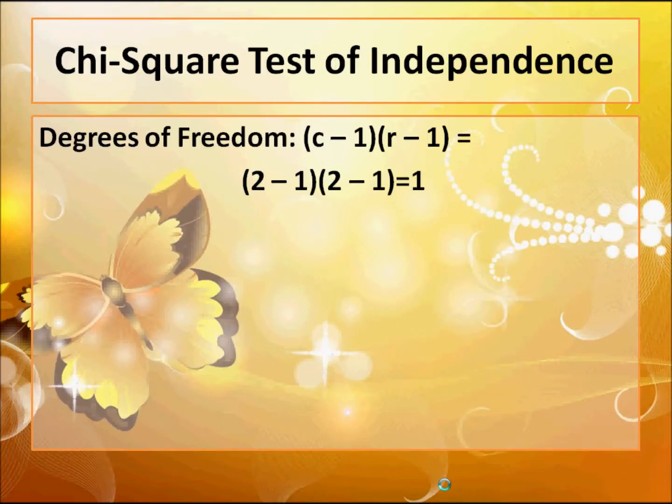Degrees of freedom. This is how you calculate the degrees of freedom. You take the number of columns, which we had 2, and the number of rows, which there were 2. You subtract 1 from each and then multiply. Notice on the calculator it told us degrees of freedom of 1, and here we confirm that.